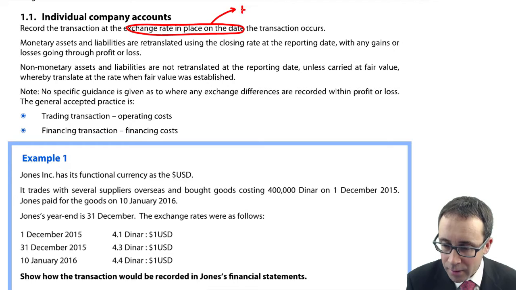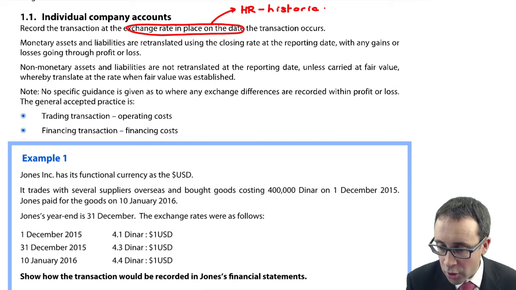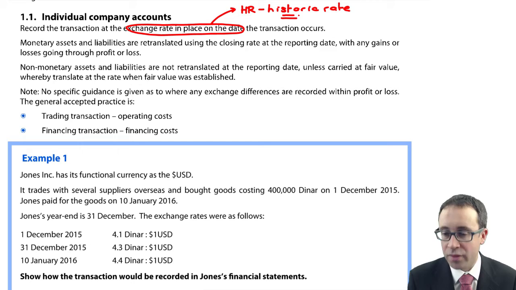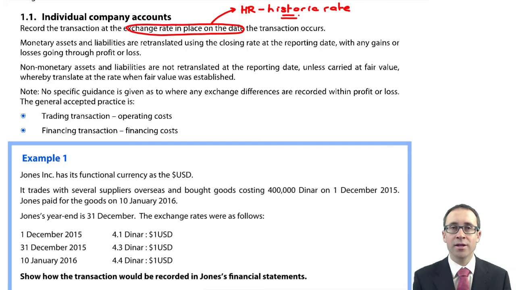And that there is referred to as HR. HR, nothing to do with human resources. That's all to do there with the historic rate, the rate that was in place when the transaction took place. Okay. So once you've translated it, you then need to process the debit and credit. And once you've recorded the debit and credit, then that's fine.